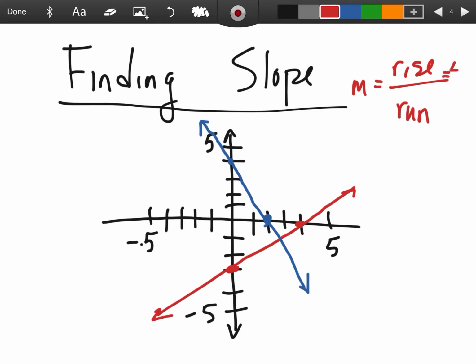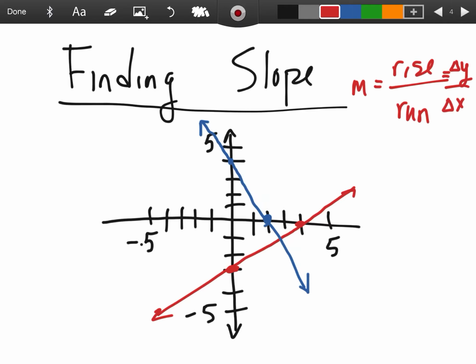The rise just means the change in the y values. The y values are the ones that go up and down. And the run is the change in the x values. When I draw this triangle here, that just means change. So it's my change in y over my change in x. In other words, it is my rise over my run.